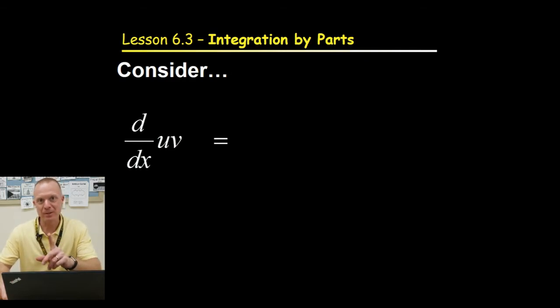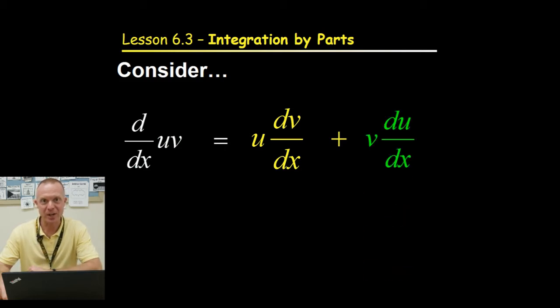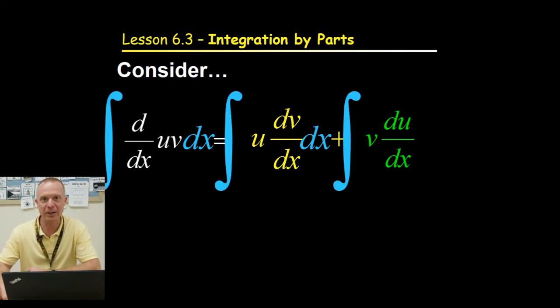Now this is the derivative from the first half of the year, which of course would be the first times the derivative of the second plus the second times the derivative of the first. Now, if we want to do this backwards, then I just need to throw an integral sign at this formula, so to speak. And you're allowed to do that. You're just going to do the integral of the whole equation.